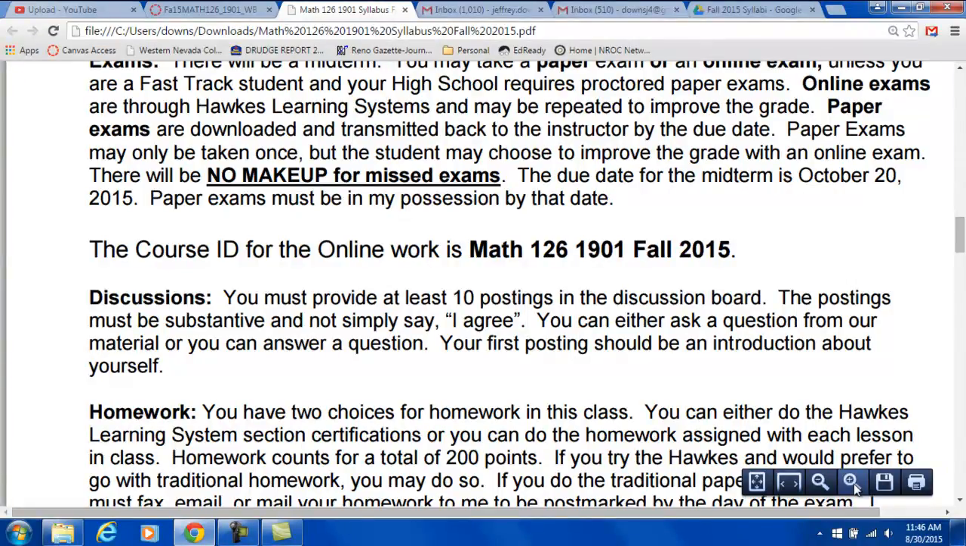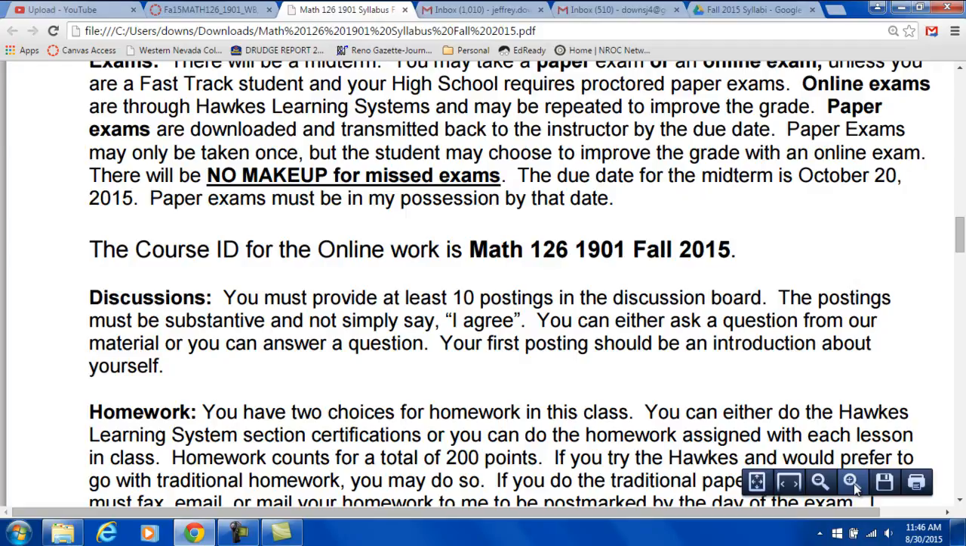Just do your postings. You could do math jokes as well. But ask a question, answer a question, things like that. Now, if you have a question in the discussion boards, I like to give students a chance to answer questions. But if it's something that needs to come to me directly, email me about that. Don't ask personal questions in the discussion board. That's not going to work because everyone's going to read that.